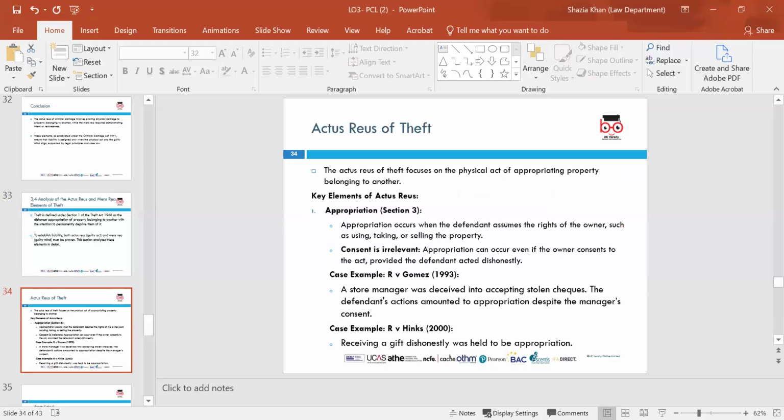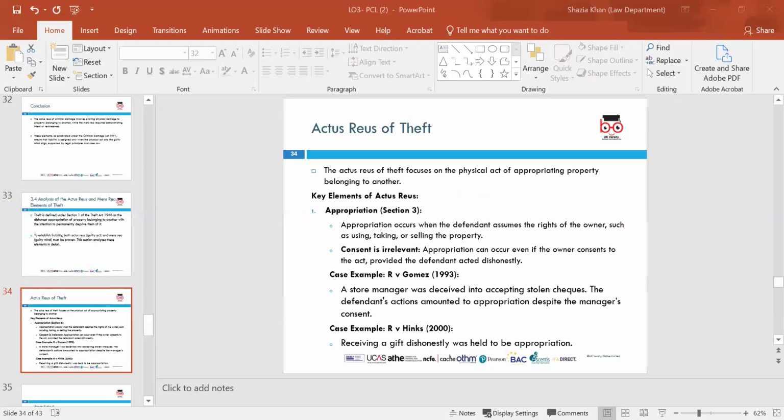So we've been through some of the key elements. We'll go through them a little bit more so you've got a bit of an understanding, okay? So the actus reus of theft, the first one is appropriation, which is section 3, and this is the act of assuming the rights of the owner, and consent is irrelevant here.